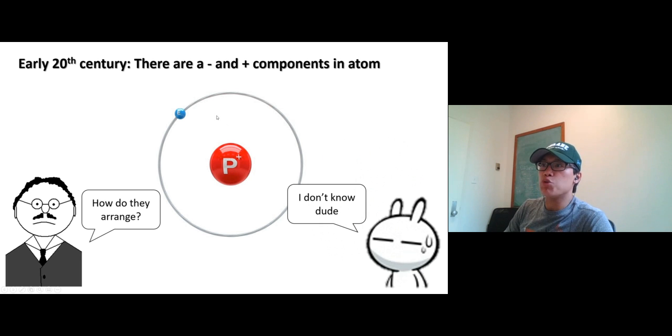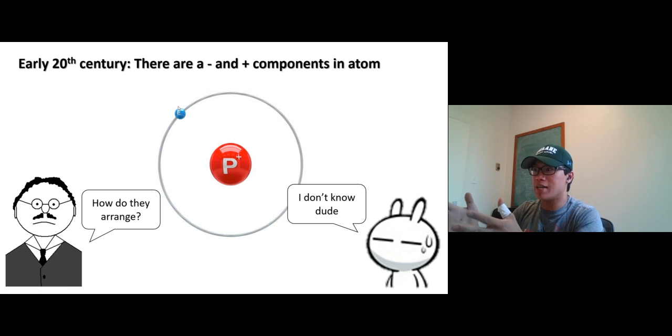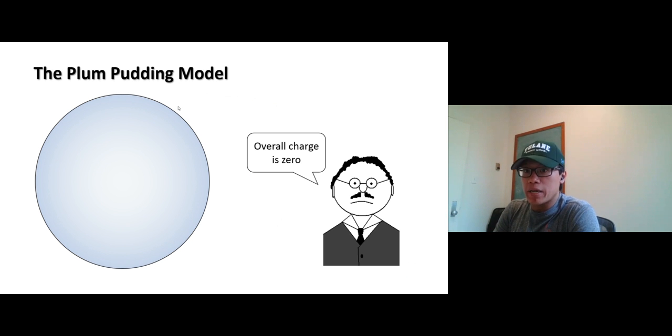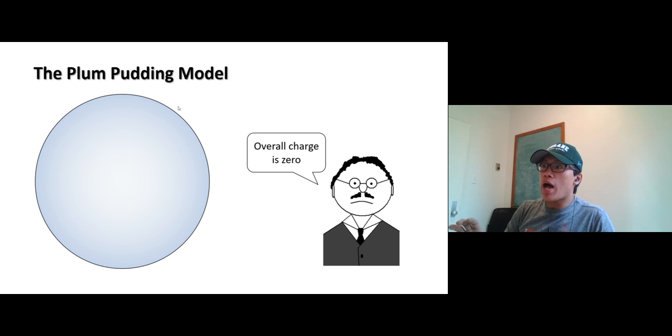In the early 20th century, we knew that there were both positive and negative particles in an atom. JJ Thomson discovered a negative particle, and Eugen Goldstein discovered a positive particle. The next question is, how do they arrange? How do they stay together in an atom? JJ Thomson used his imagination. What he knew is that overall the charge of an atom is 0, neutral. Everything that we touch and see has a 0 charge, so positive and negative cancel out. The particles have to be arranged so that all the charge gets canceled out. And he came up with this.